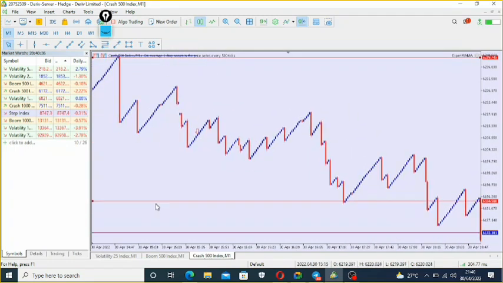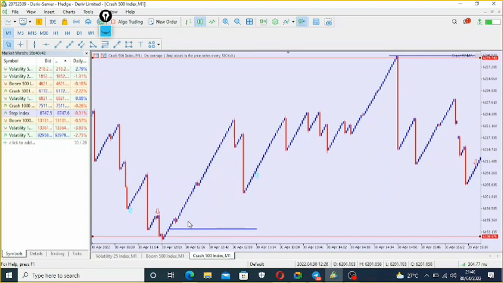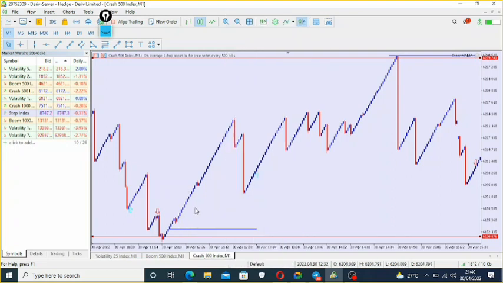Now let's see some other places. Okay, look at this level here. This was our support level here. And the market came to the support. It did not give us any signal. So somebody could have also entered when the support appeared.